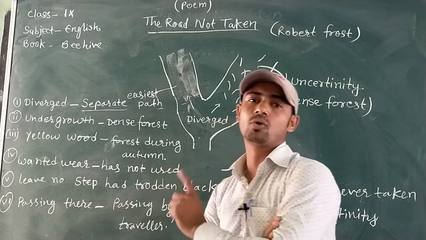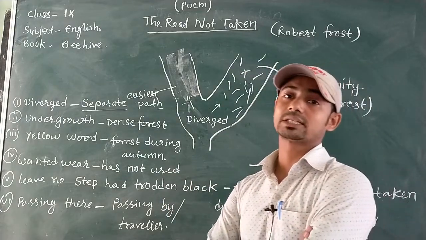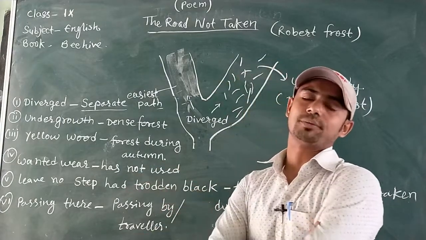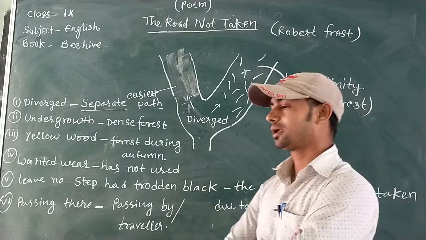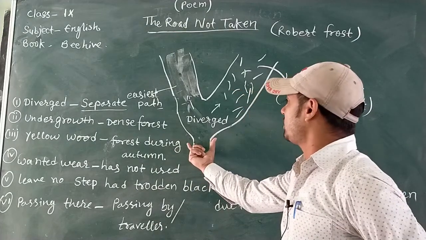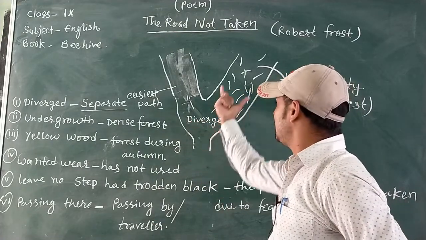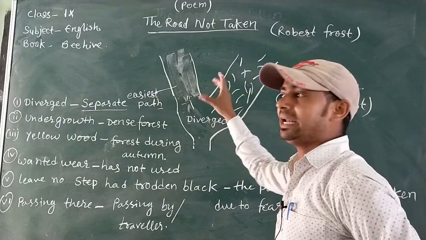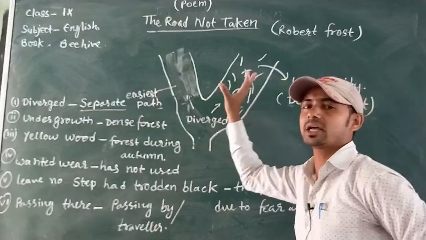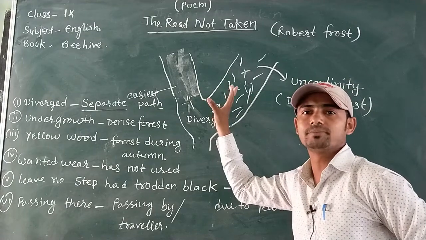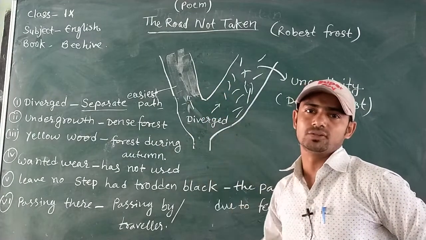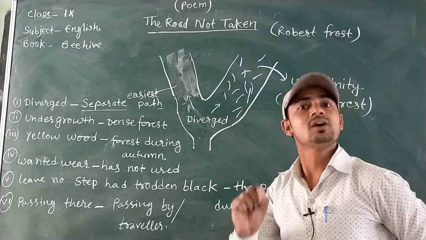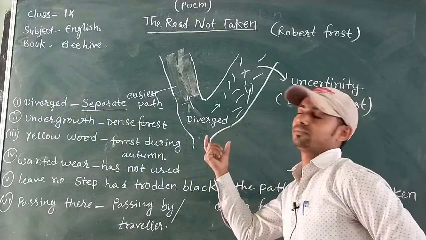Dear students, this is the last quote of the poet that describes the whole meaning of this poem. Very simple. I have chosen the least traveled path. मैंने सबसे कम चला हुआ रास्ता चूज किया. It is because I love challenge. I means the poet loves challenge.